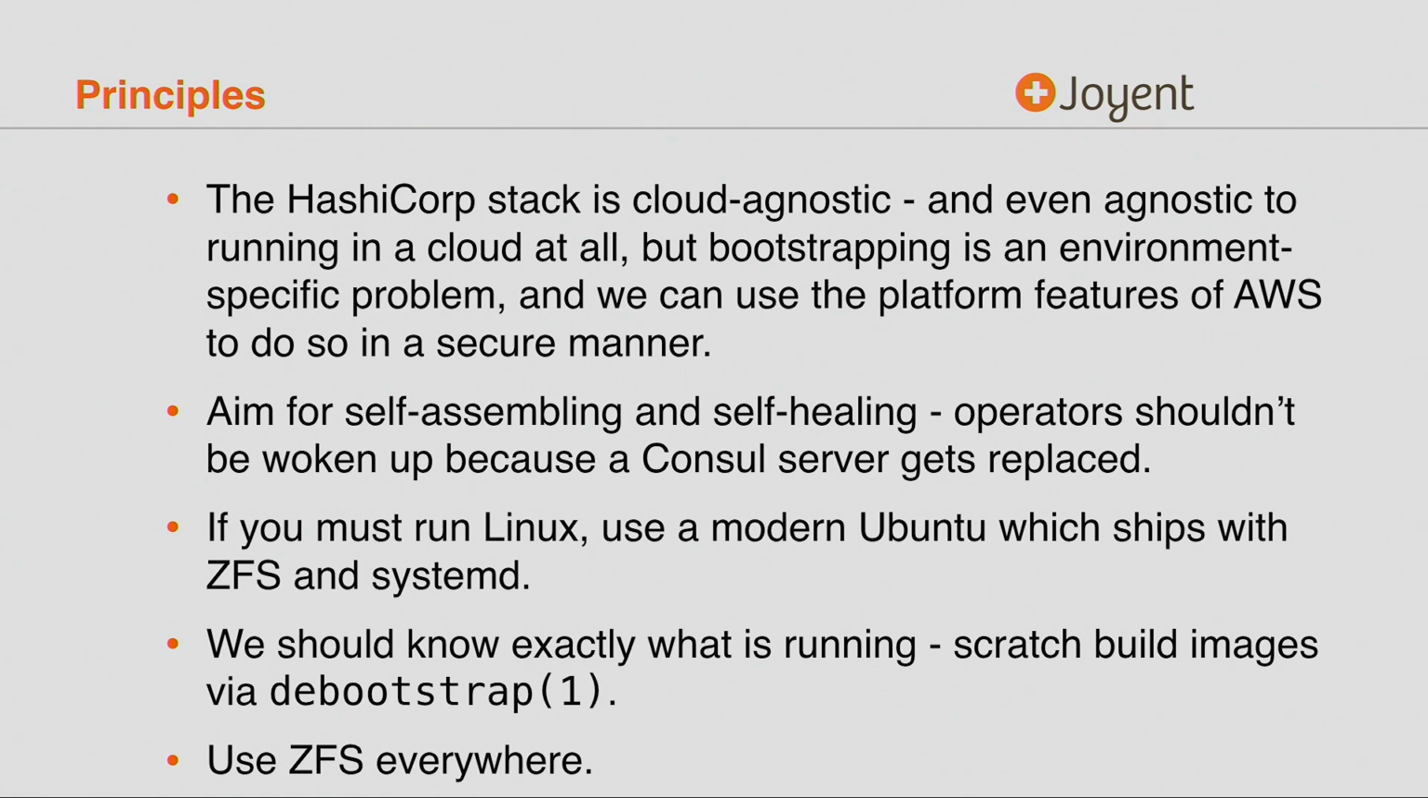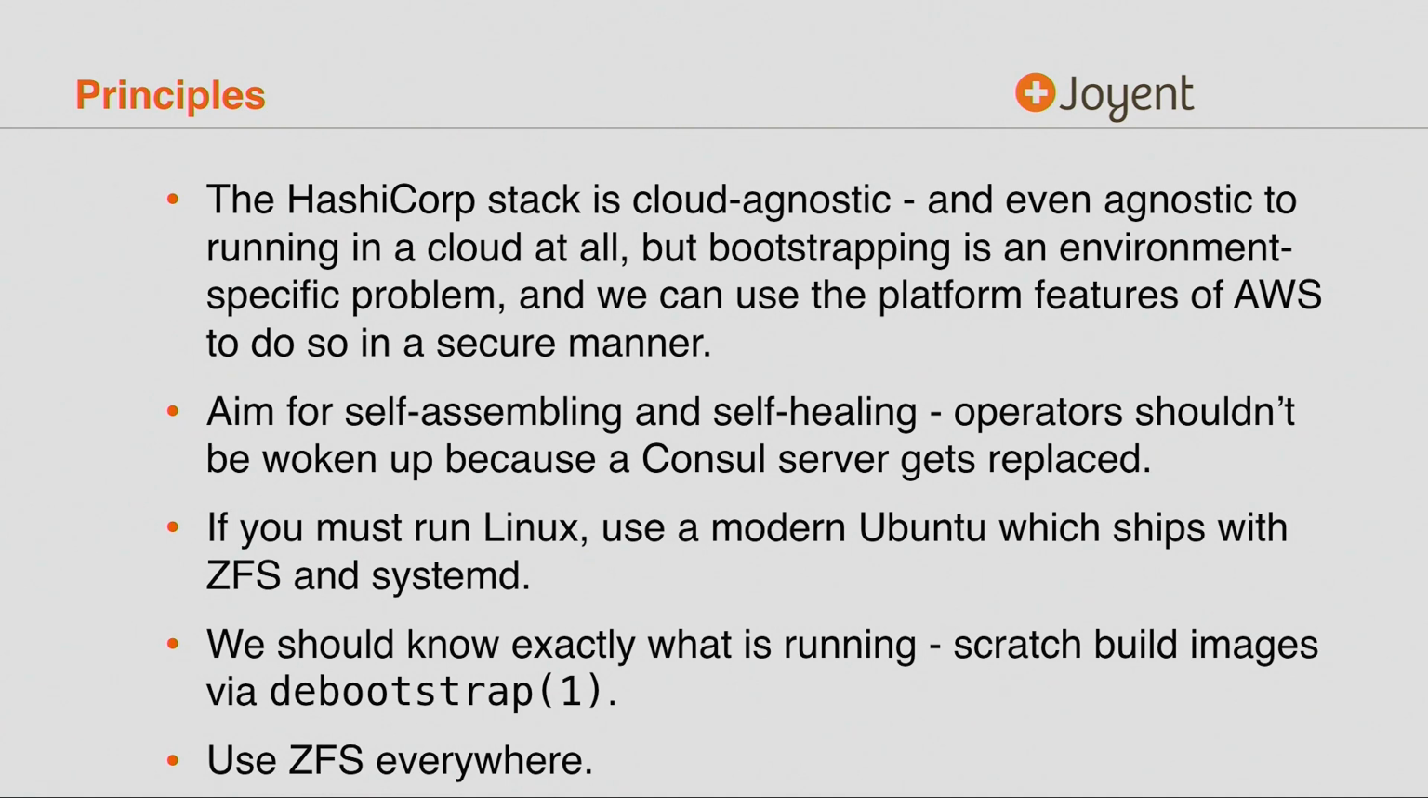So what are we trying to do? The HashiCorp stack's cloud agnostic, but bootstrapping is a really environment-specific problem. We want to use the features that the platform makes available to us to get it bootstrapped in a secure manner. So in AWS, we make heavy use of KMS, and even though we're using Vault ultimately for secret management, there's some initial secret zero problems where we can take advantage of the platform to deliver that.